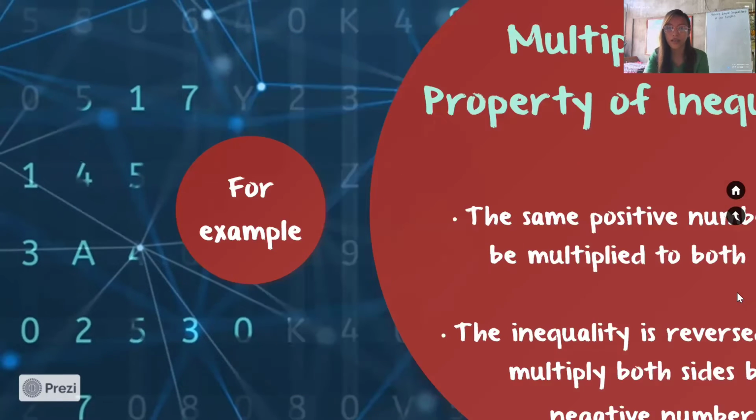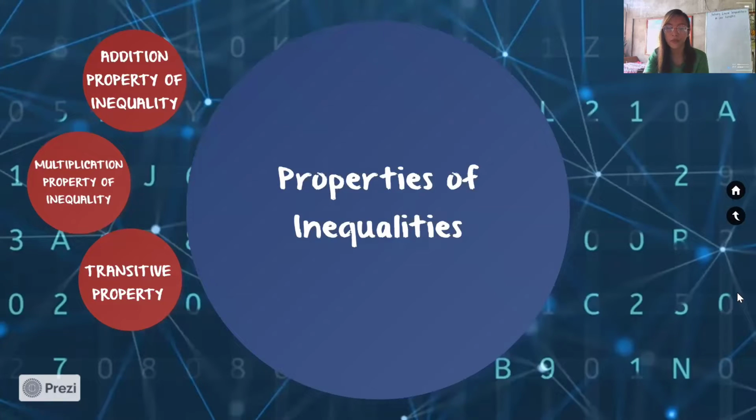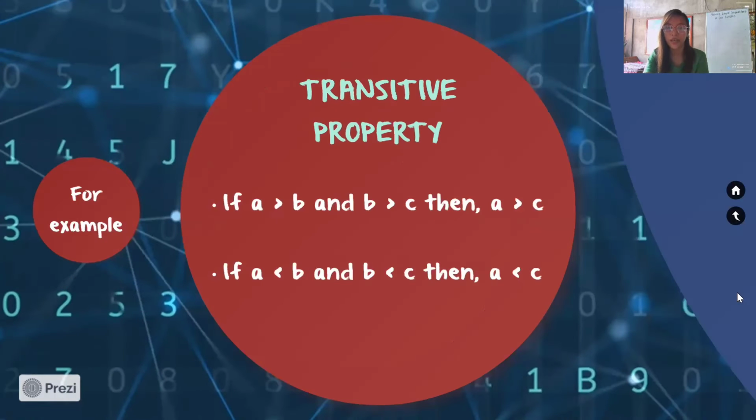That's it. Next is the transitive property. If A is greater than B and B is greater than C, then A is greater than C. If A is less than B and B is less than C, then A is less than C. In math, inequalities are just as important as equalities. The transitive property also applies to inequalities: if A is less than B and B is less than C, then A is less than C.